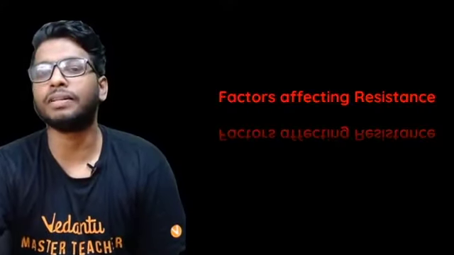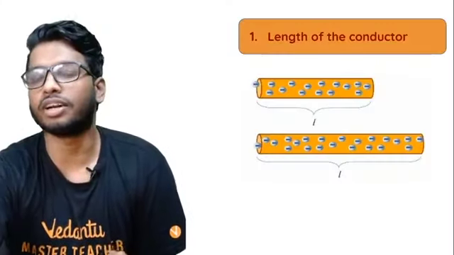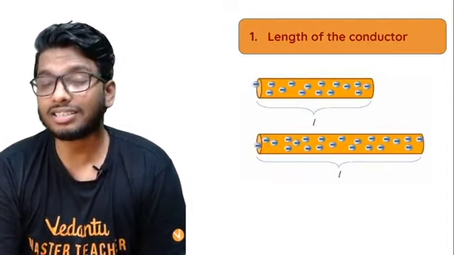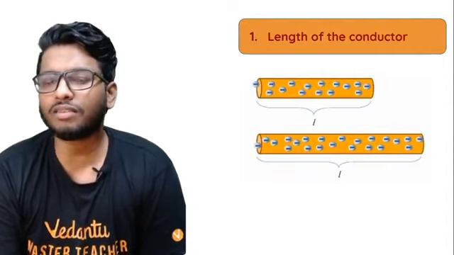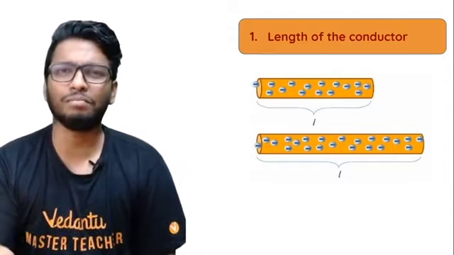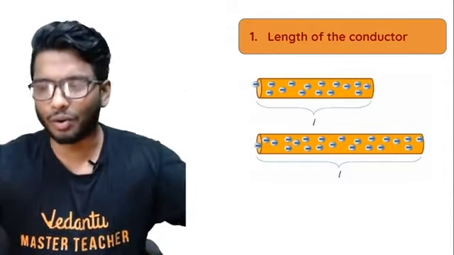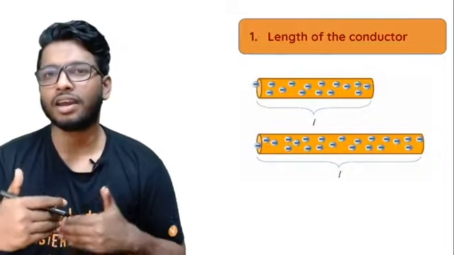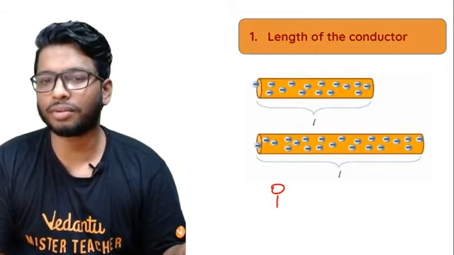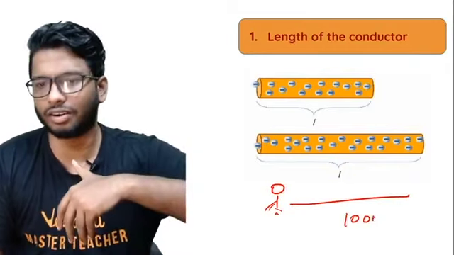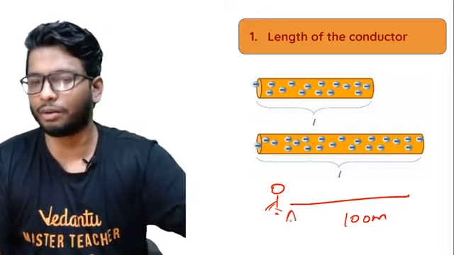The first thing, people, is basically the length of the conductor. So the first factor that affects the resistance is the length of the conductor. Now there's a very simple way to understand this. I always take the example of you walking on a road. Let's say you have a narrow road, all right? You're supposed to walk from point A to point B, and let's say it's 100 meters.